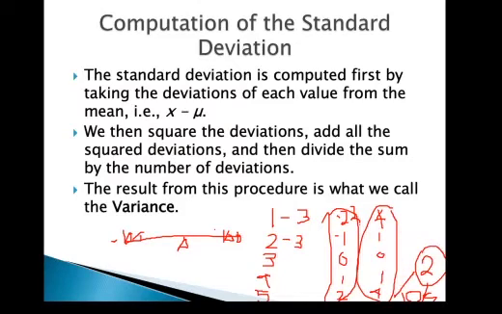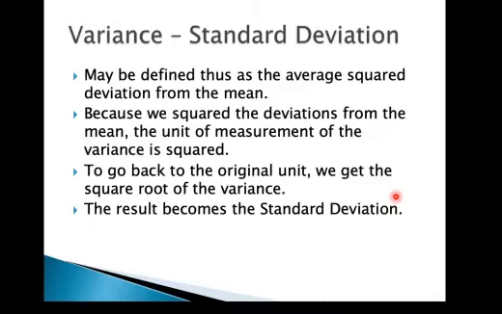And so, when we get the square root of 2, that is equal to 1.41, and that's the standard deviation. Anyway, you get the square root of 2, and that's the standard deviation. And we told you that the standard deviation is, conceptually, the average deviation from the mean.